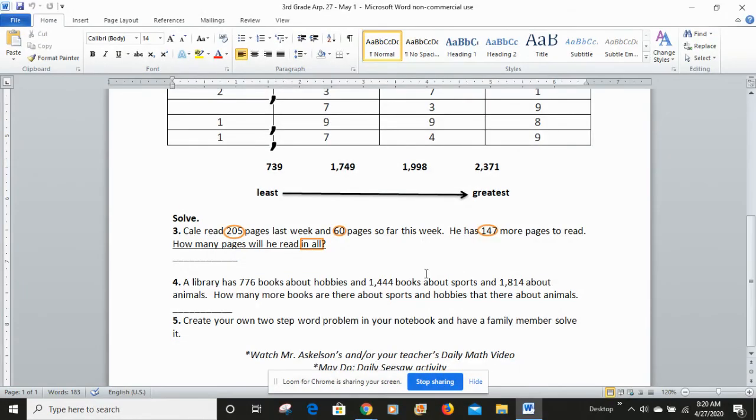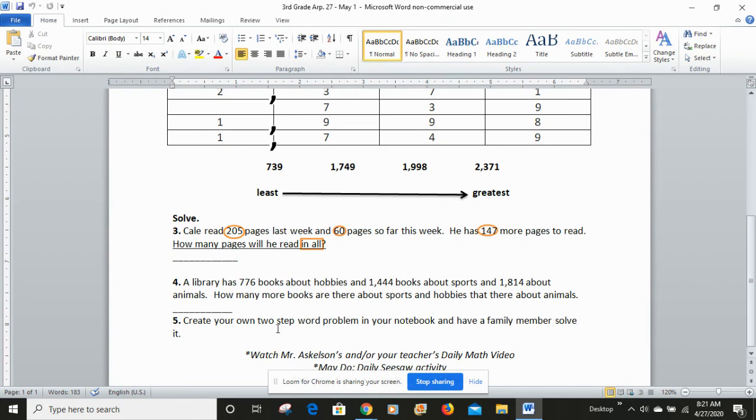So you've got two more problems to solve. Use the cubes method on this one. And then on the bottom one, number 5, create your own two-step word problem in your notebook and have a family member solve it. You can use the cubes method to help you list all the parts to a story problem. But this one, keywords here, a two-step problem. So one thing happens and then something else.